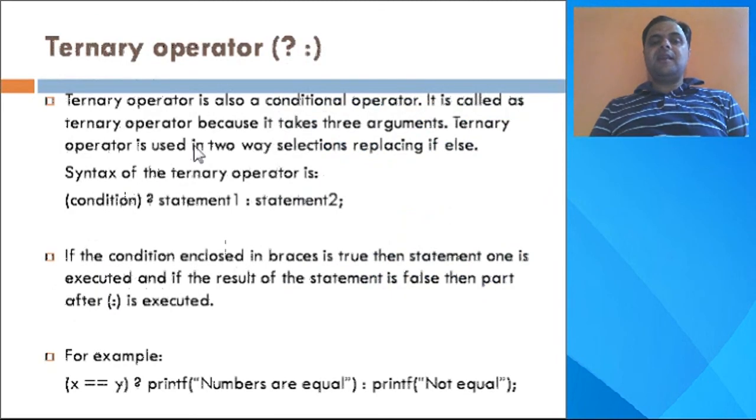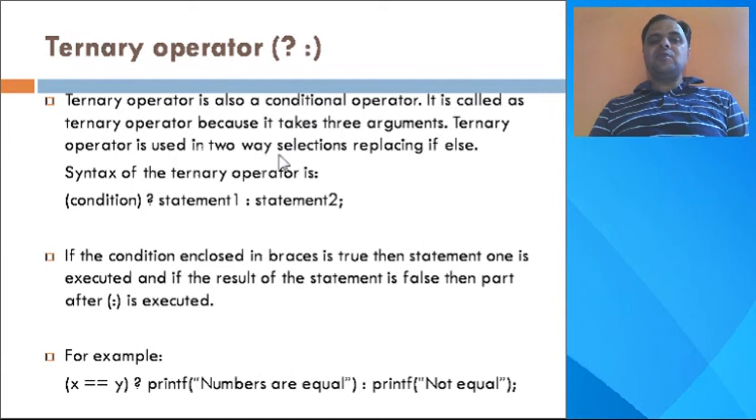So now the ternary operator. This is a ternary operator, which means it requires 3 operands, and this question mark and this colon are used to separate the 3 operands. So the ternary operator is also a conditional operator. It is called a ternary operator because it takes 3 arguments.